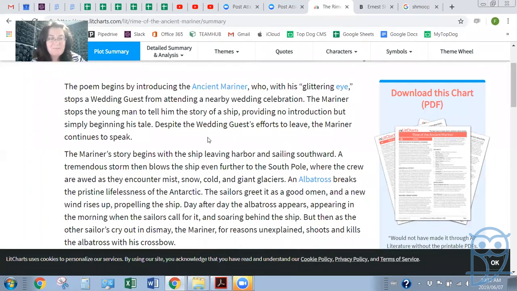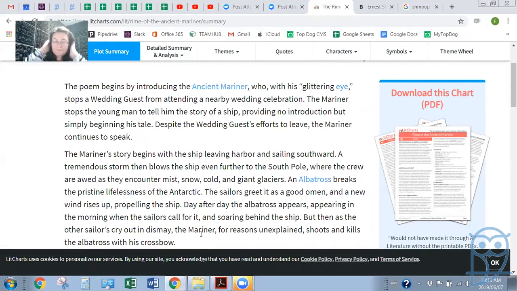and sailing southward. A tremendous storm then blows the ship even further to the South Pole, where the crew are awed as they encounter mist, snow, cold, and giant glaciers. An albatross breaks the pristine lifelessness of the Antarctic. The sailors greet it as a good omen, and a new wind rises up, propelling the ship. Day after day, the albatross appearing in the morning when the sailors call for it, and soaring behind the ship. But then, as the other sailors cry out in dismay, the mariner, for reasons unexplained, shoots and kills the albatross with his crossbow. And so the poem continues.